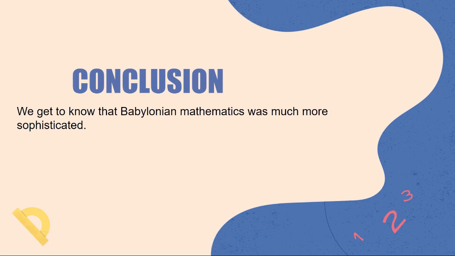So now we will move to the conclusion. We have learned about mathematics in the ancient eras, which is Egyptian mathematics, Babylonian mathematics, Greek mathematics, and pre-Euclidean geometry and its Elements. From this we get to know that Babylonian mathematics was much more sophisticated. Okay, so that's all from us. Thank you.